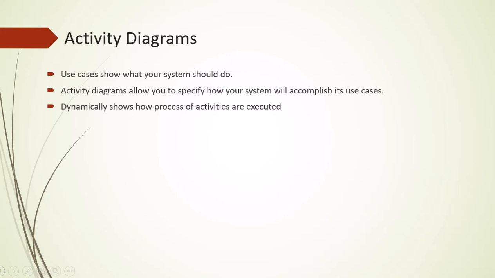And activity diagram allow you to specify how your system will accomplish its use cases. So from start, from beginning to end, the activity diagram shows how the use cases are achieved by your system. And the name show activity. So activity diagram dynamically show how process of activities are executed.